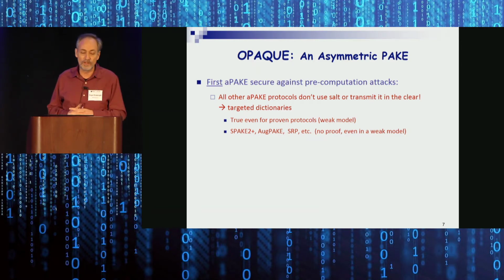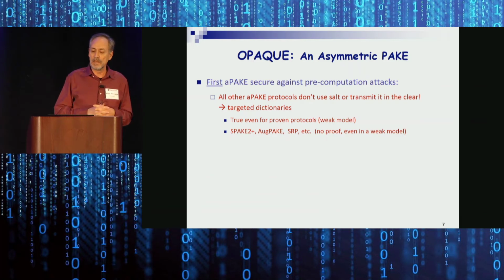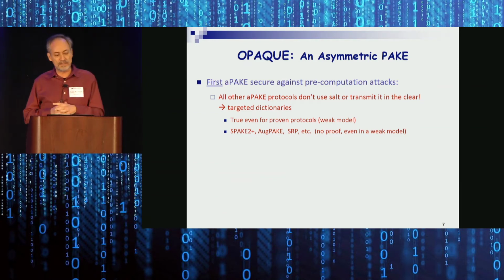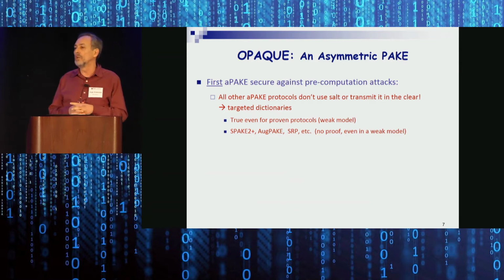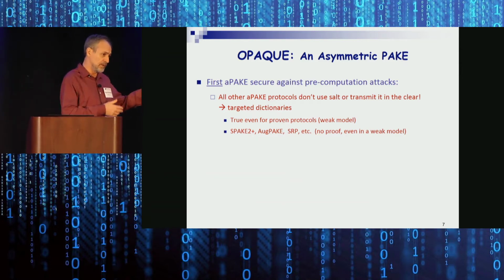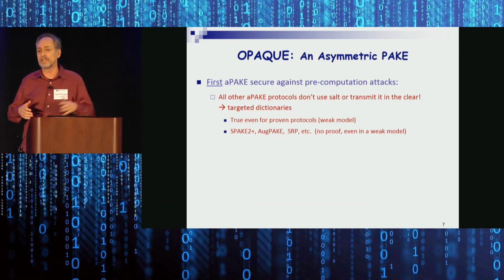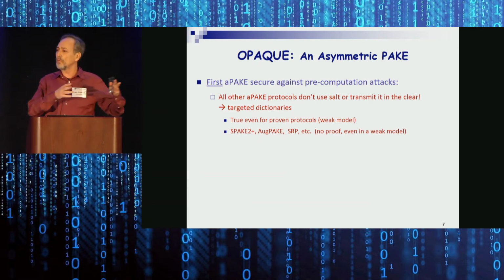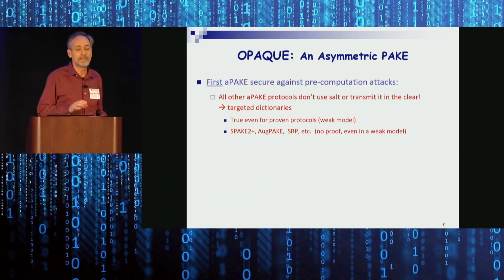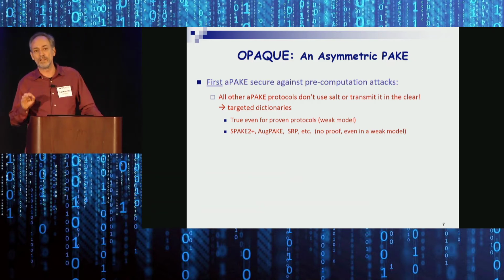So these are the properties that we want for an APAKE. OPAQUE is a protocol that I'll discuss here that achieves these properties. Actually, quite surprisingly, it is the first protocol to achieve all these properties. We have seen over the years many asymmetric PAKEs being presented both in theory and in practice, but none of these protocols is actually secure against pre-computed dictionaries.